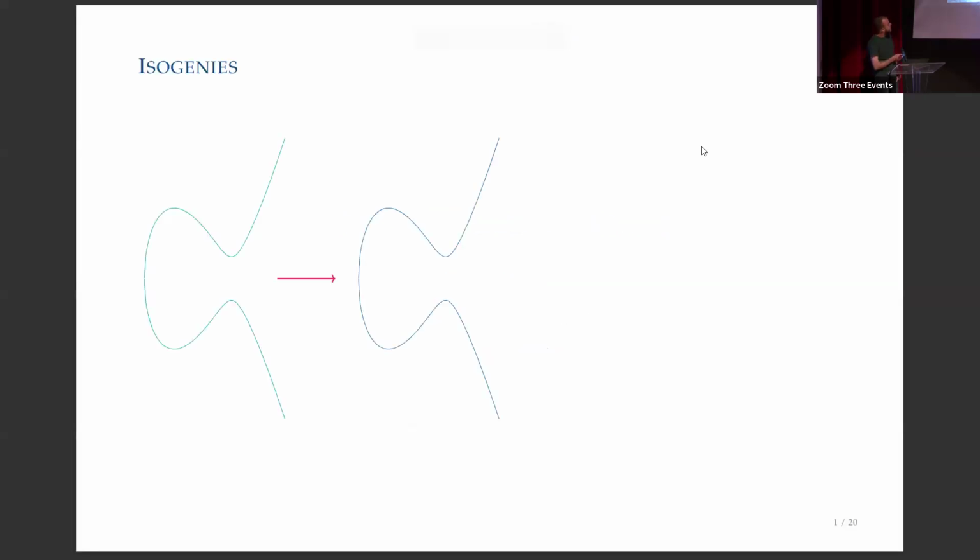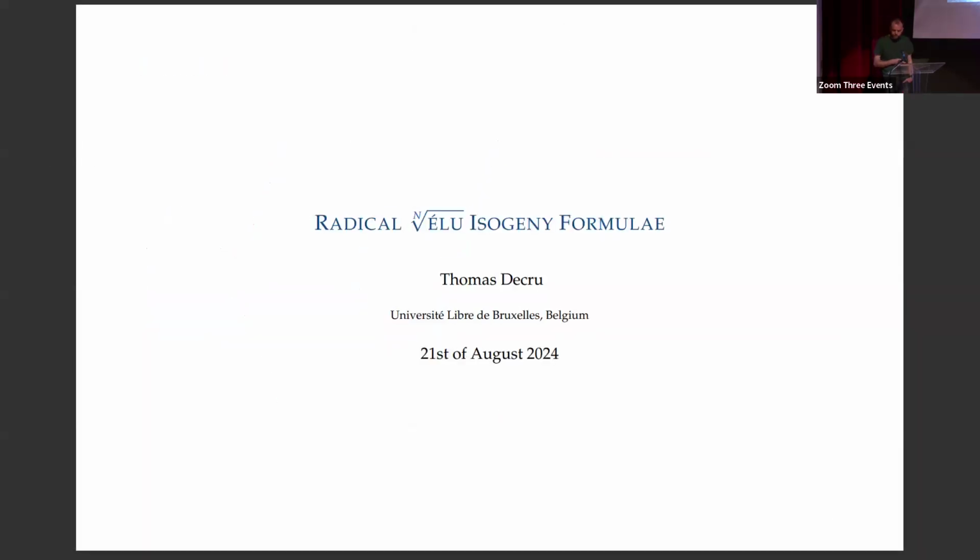Okay. We are ready to start our second paper of this session. It's going to be Radical Squared and Ballroom Isogeny Formula by Thomas Decru. Thomas, please. Go ahead. Thank you.